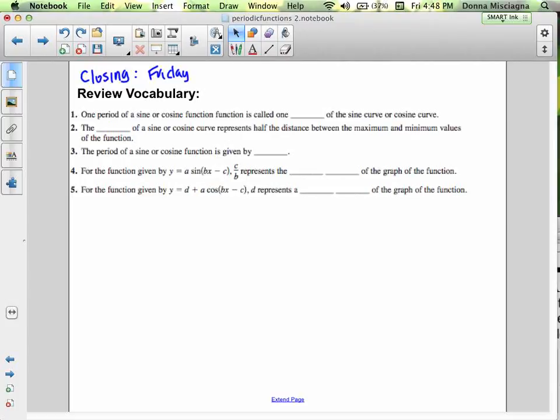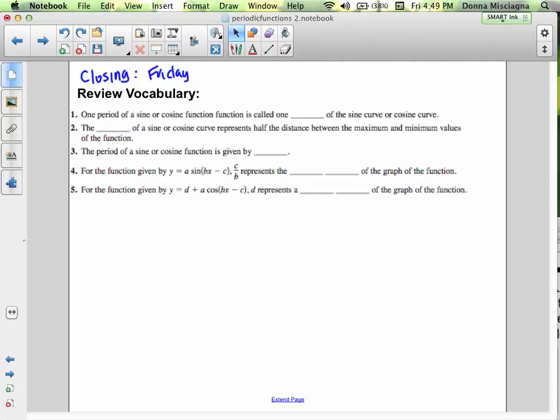All right, so question 1 for the closing is: one period of a sine or cosine function is called one blank of the sine curve or cosine curve. So kind of another word for period. Question 2: a blank of a sine or cosine curve represents half the distance between the maximum and minimum values of a function. It was one of the key features of sine and cosine. Right? And so that's all I'm going to say about it.